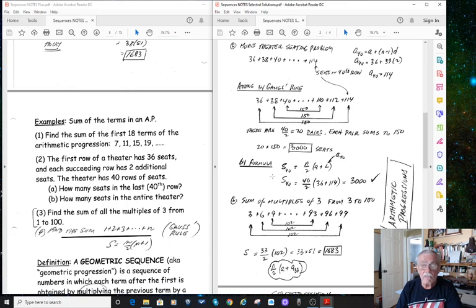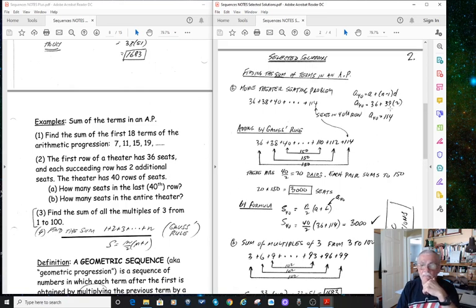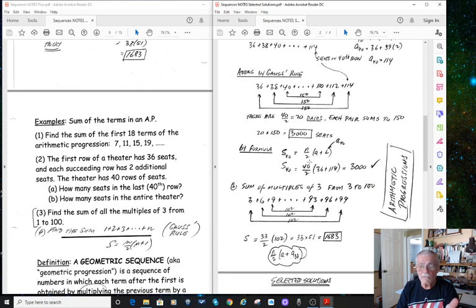Other people like formulas. So let's do the formula instead. Here's the formula. I'm using S sub 40 to mean the sum of the first 40 rows, and it's n over 2 times A plus L, where L is the last row, in this case the 40th row. So notice that in either case I need to know the number of seats in the last row. So I basically had to compute this in either case, whether I was doing it by the common sense Gauss's rule, or whether I was using the formula version.